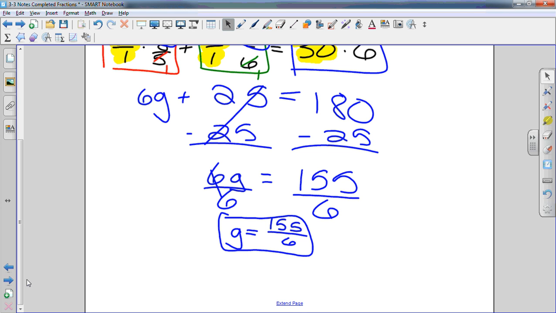Any questions? Okay. A worksheet for you. You only need to do 1 through 6 in your worksheet. We'll finish it up later.